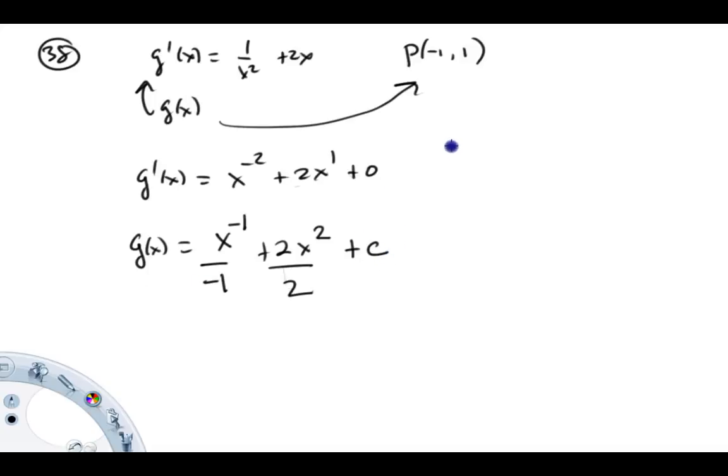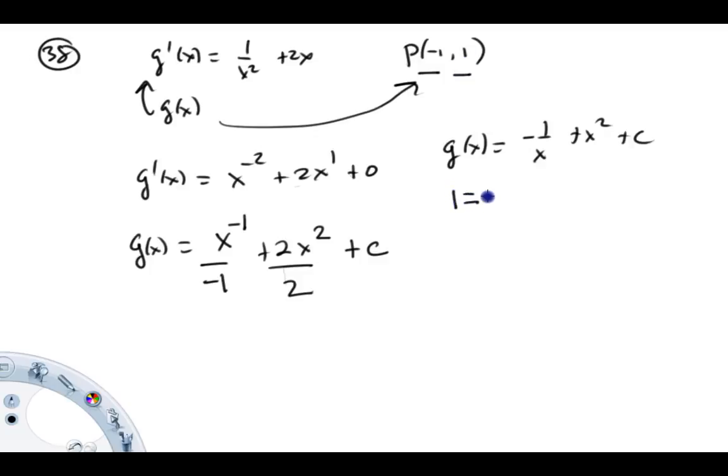So our function g that we're looking for looks something like this. I'm going to write that minus 1 over x plus x squared plus some sort of constant. Right? And I found that by taking the antiderivative of each term. And the antiderivative of a 0 is some constant. Now we're going to make use of the fact that this function g has to go through the point negative 1, 1. So that means that when x is negative 1, g has to be 1. I'm just going to make use of that fact.